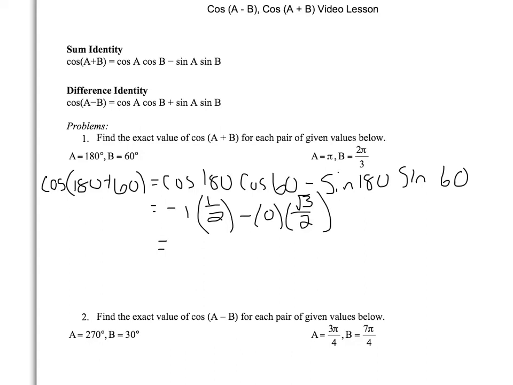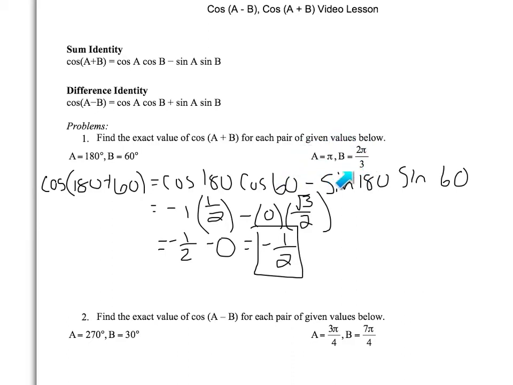-1 times 1/2 is -1/2. Minus 0 times radical 3 over 2 is 0. So we get -1/2 as an answer. And that's all there is to that one. I'm going to skip this one with pi and 2 pi over 3. I'll ask you guys to do that.